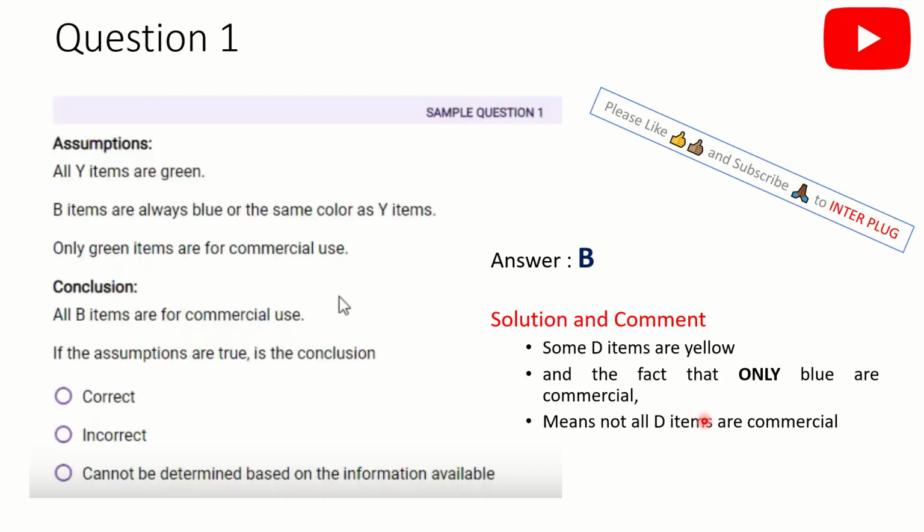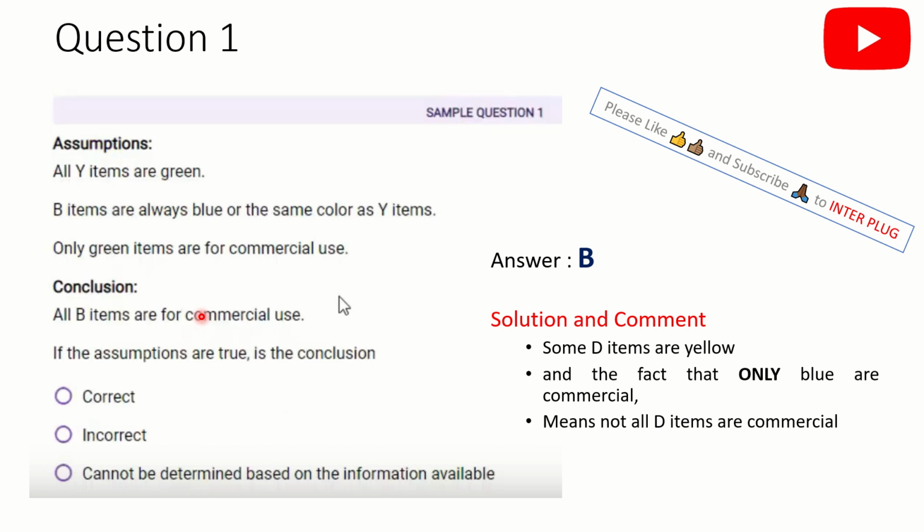Question one. This is an assumption conclusion question. So we have three assumptions. The first assumption is all Y items are green. B items are always blue or the same color as Y items. Only green items are for commercial use. So, conclusion: all B items are for commercial use.